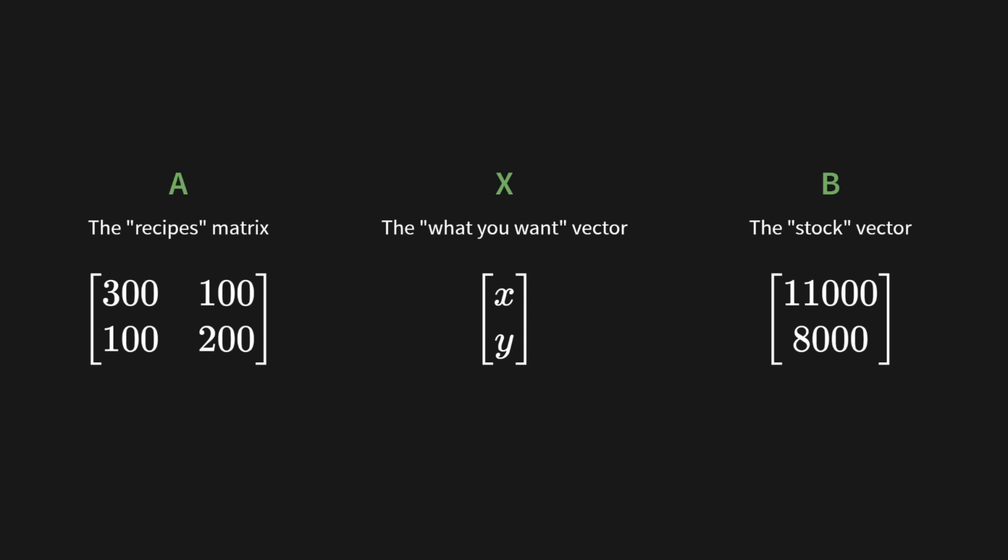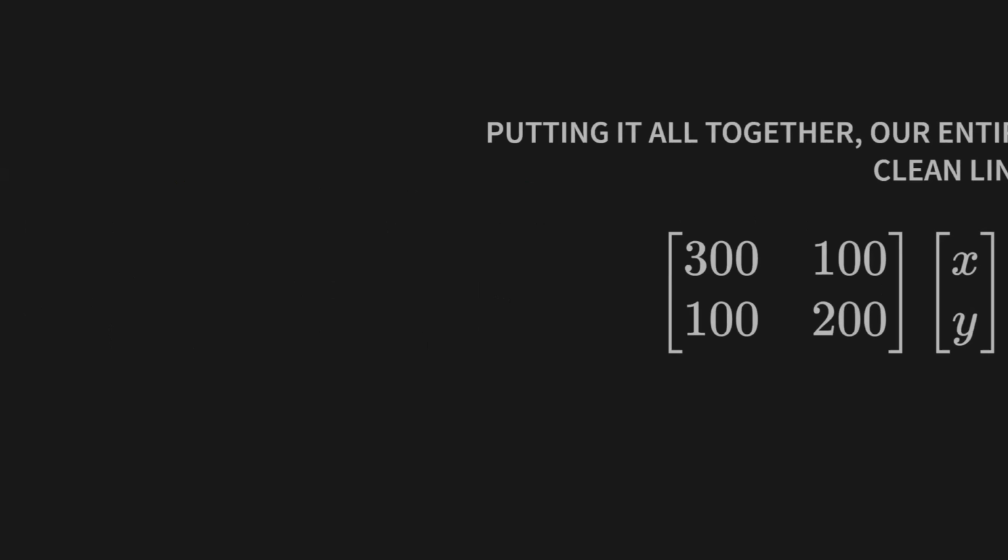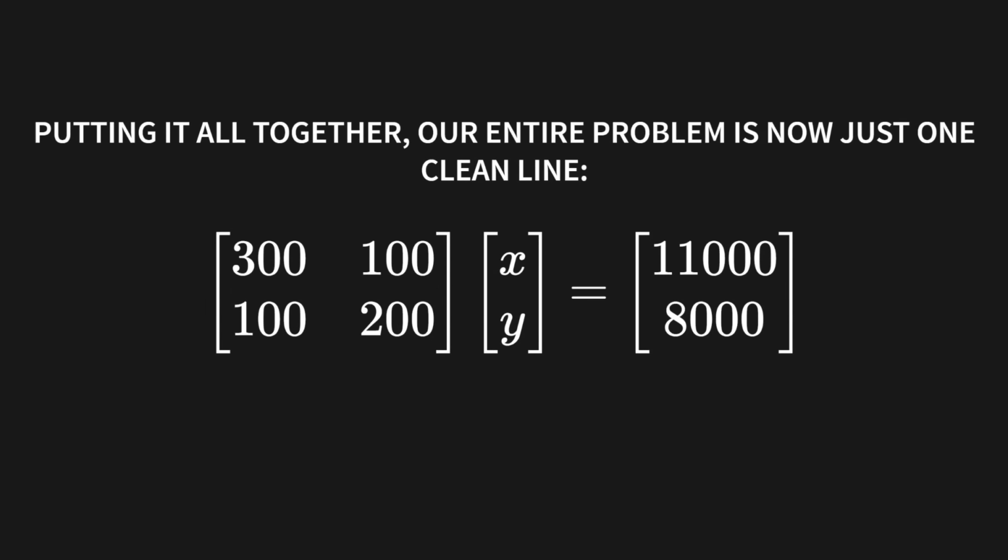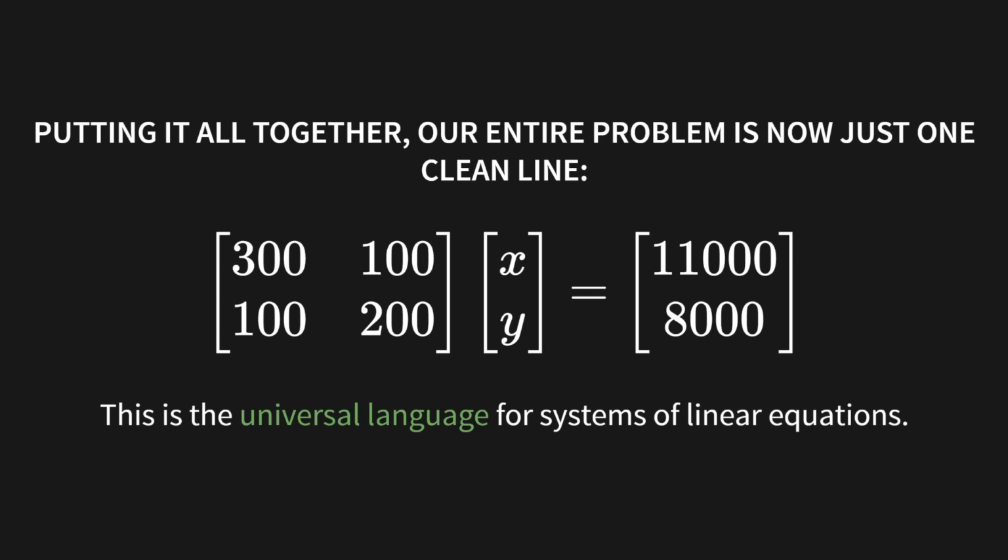Next is X. That's the what-you-want vector. It holds our unknowns, X and Y. And finally, B. That's our stock vector, the total stuff we have, 11,000 and 8,000. Putting it all together, our entire problem is now just one clean line. The matrix with 300, 100, 100, 200 times the vector xy equals the vector 11,000, 8,000. This is the universal language for systems of linear equations.